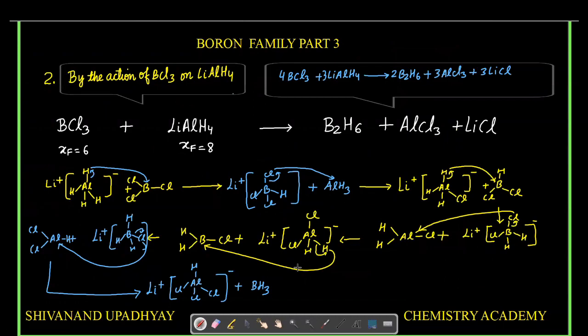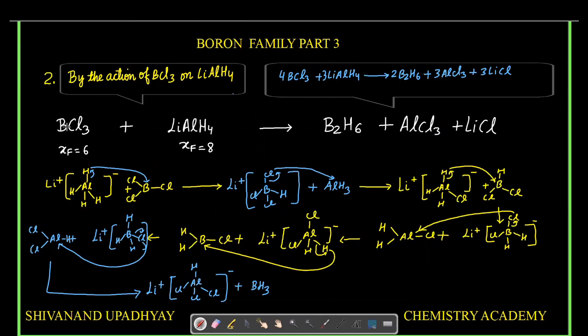The second method is by action of BCl3 on lithium aluminium hydride. So we know that again, this is a substitution type of reaction, because here this lithium aluminium hydride is going to give H minus. It is a nucleophile, and this Cl minus will be removed. So it is a nucleophilic substitution reaction.